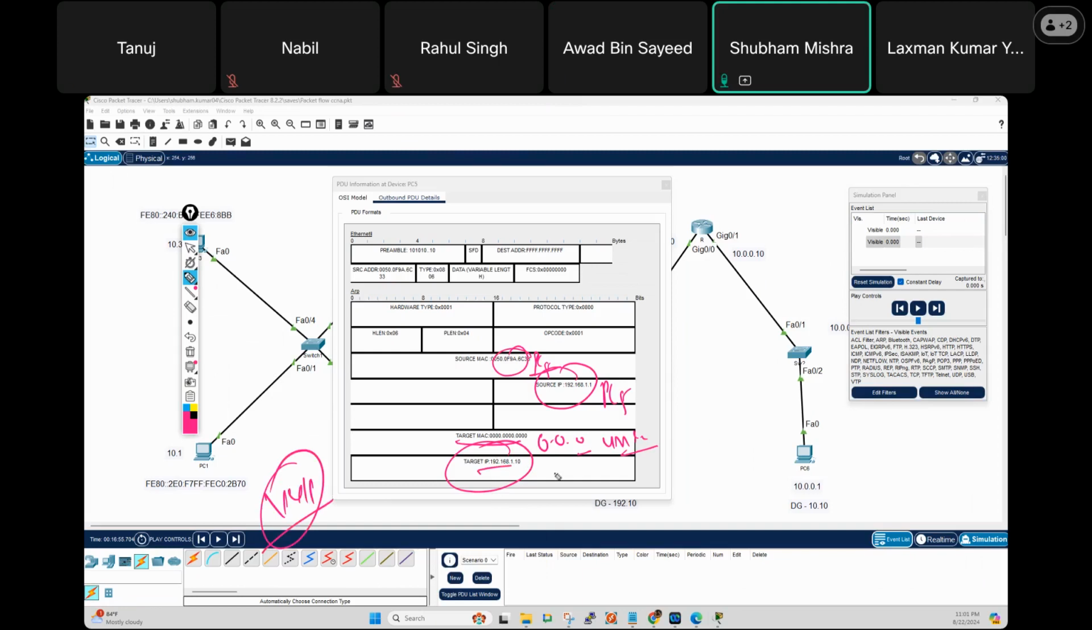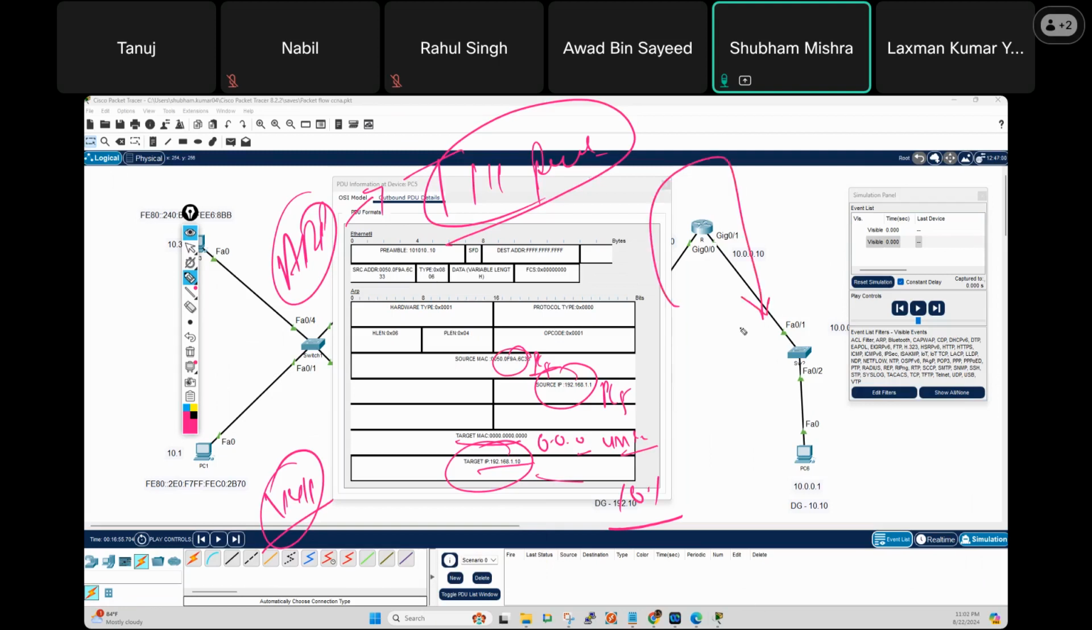This is not 10.1, guys. Why? The reason is your ARP packet will go only till the router. This is the last point where your ARP packet can go. After the router, your ARP packet will not go. It means your ARP packet never crosses this network. It means your ARP packet lastly goes till here. Are you getting my point, everyone?